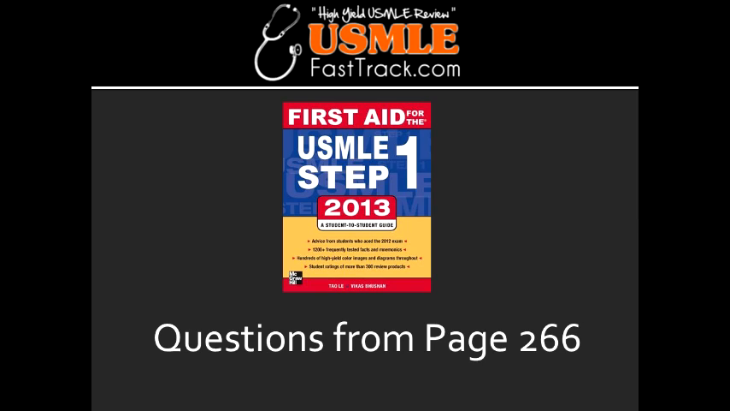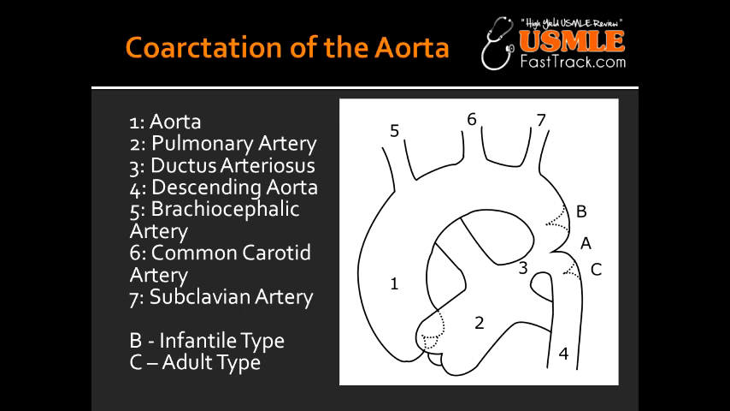2013 edition. Page 266. Coarctation of the aorta. What can happen due to coarctation of the aorta? Coarctation of the aorta can result in aortic regurgitation.